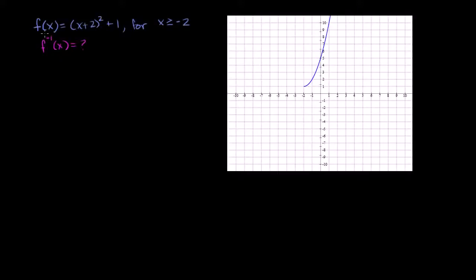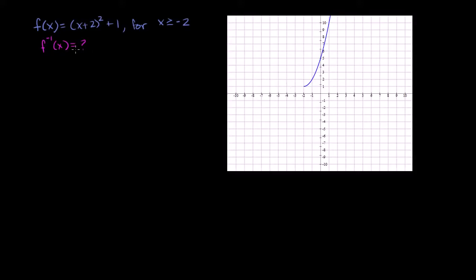We've got the function f of x is equal to (x plus 2) squared plus 1. And we've constrained our domain so that x has to be greater than or equal to negative 2. That's where we've defined our function. And we want to find its inverse. I'll leave you to think about why we had to constrain it to x being greater than or equal to negative 2, and why it wouldn't have been possible to find the inverse if we had just left it as the full parabola. Maybe I'll make a future video about that.